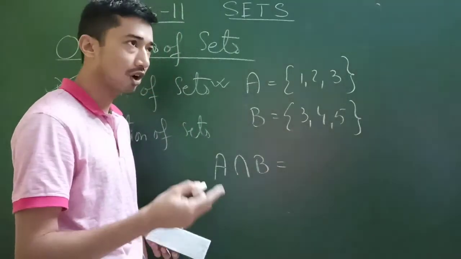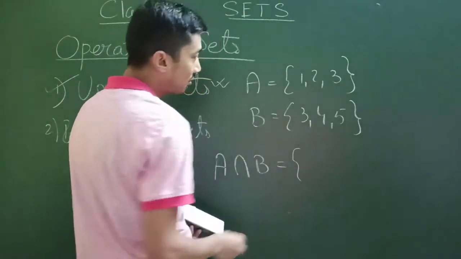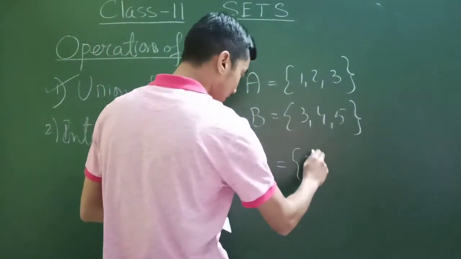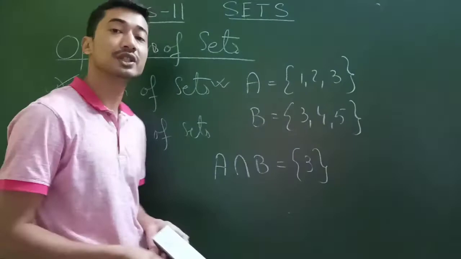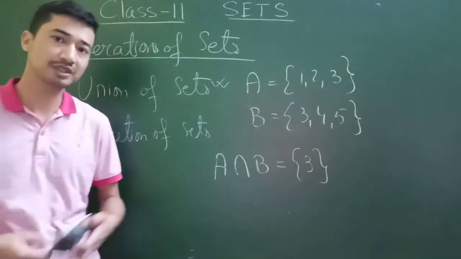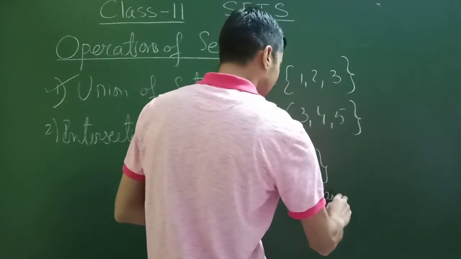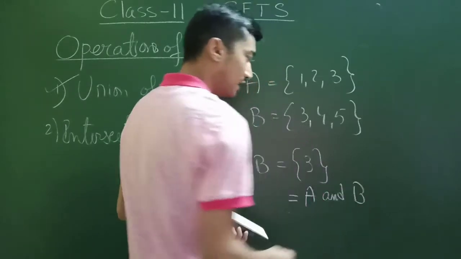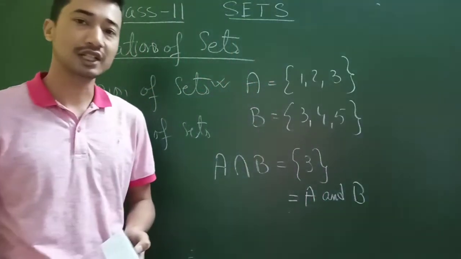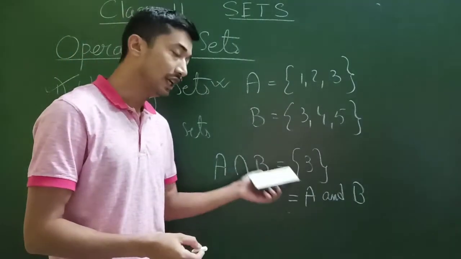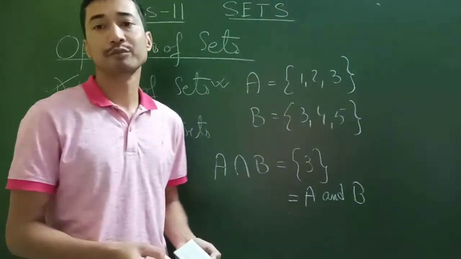So what did I say? Common elements. What do you see? Any common elements between A and B? Yes, I see 3. So it's simple as that. A intersection B means simply common elements. That is also written as A and B. That means the elements you get in A intersection B will be in A and also in B. So that's called intersection of sets.